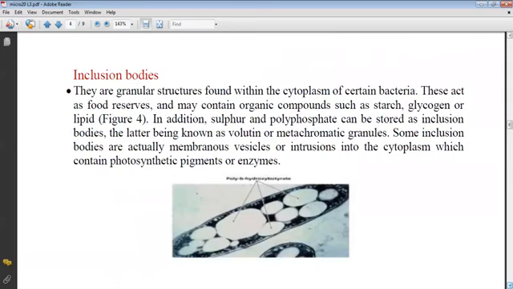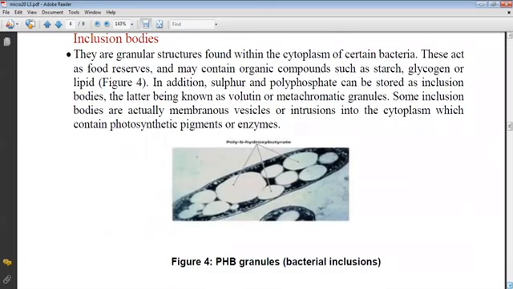عندنا الانكلوجن بوديز مثل ما تشوفون بالصوره، مثلا عندنا البي اتش بي جرانيول اللي هي البكتيريا الانكلوجن. They are granular structure found within the cytoplasm of certain bacteria. These act as food reserves or storage and may contain organic compounds such as starch, glycogen, or lipids. In addition, sulfur and polyphosphate can be stored as inclusion bodies, the latter being known as volutin or metachromatic granules. Some inclusion bodies are actually membranous vesicles or inclusions into the cytoplasm which contain photosynthetic pigments or enzymes.